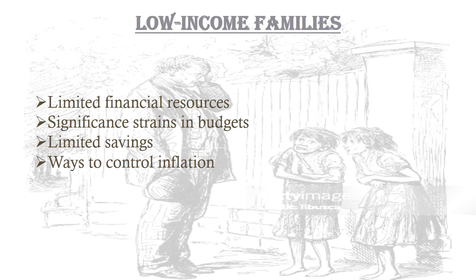Limited savings. Limited access to savings or financial buffers means that low income families may struggle to absorb the increased cost associated with inflation. Ways to control inflation. Policy measures targeting inflation and supporting low-income families, such as minimum wage adjustments, targeted subsidies, and access to affordable housing, are crucial in alleviating the economic burden on this vulnerable group.